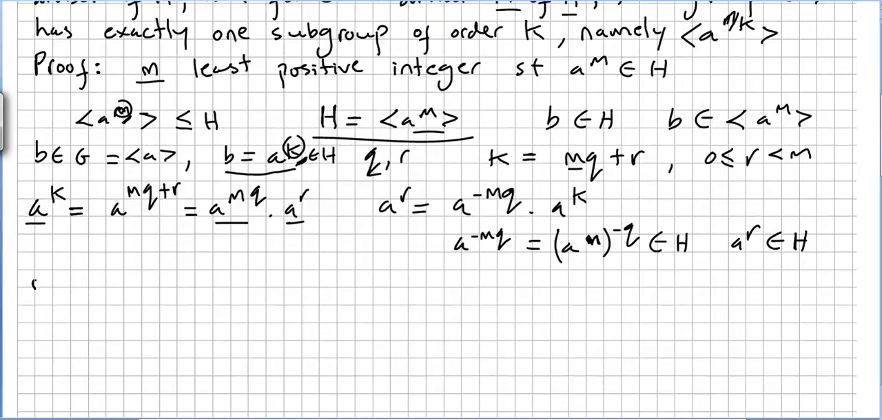What did we say about m? We said m was the least positive integer such that a to the power of m is in H. And do not forget also these conditions here, okay? m is greater than r and is positive. Okay, so here r has to be 0.